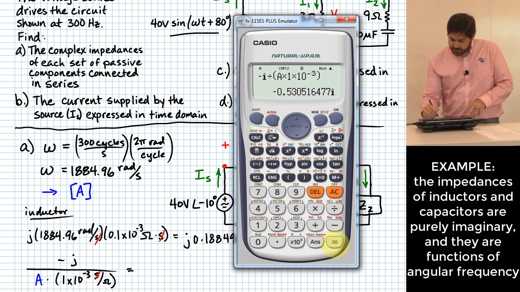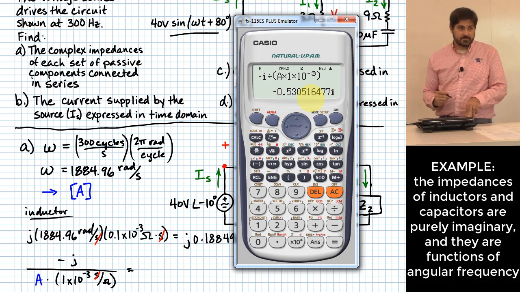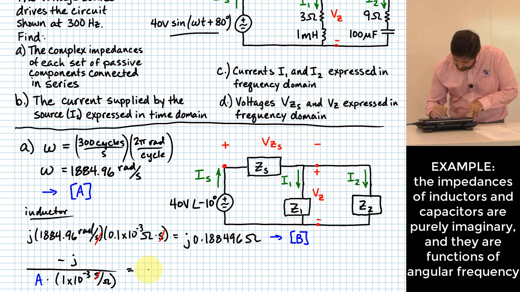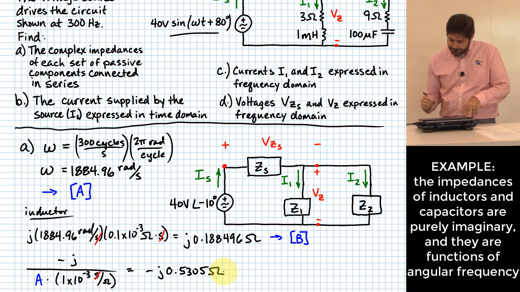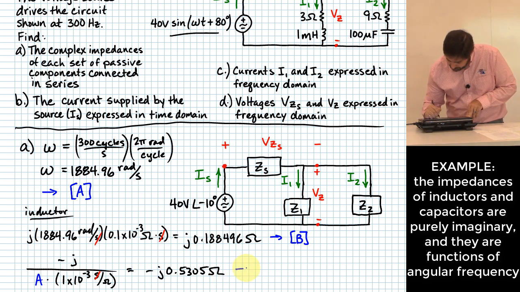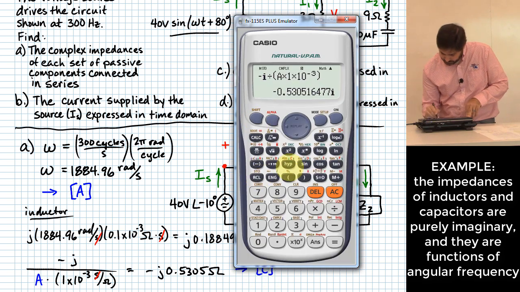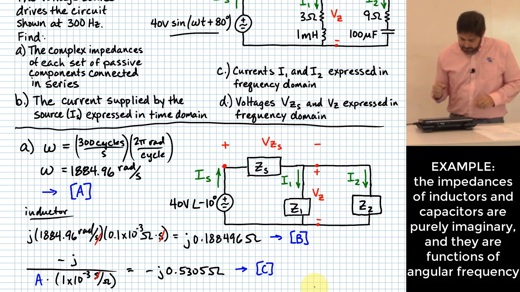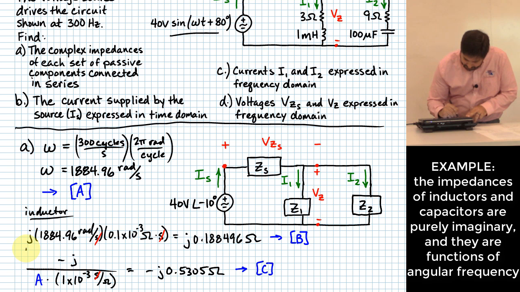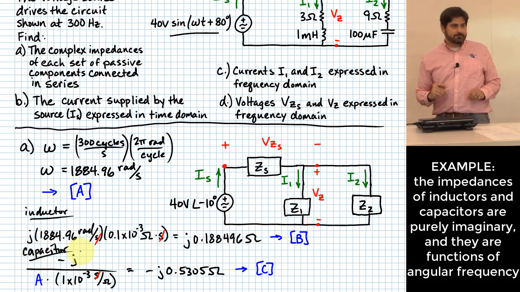So we have negative 0.5305 J, right? Or the way we would normally write that is negative J 0.5305 ohms, right? What do you think I'm going to do with that one? Why don't I store that in C? So that was for the capacitor. I didn't label it, but that was for the capacitor. Now what?